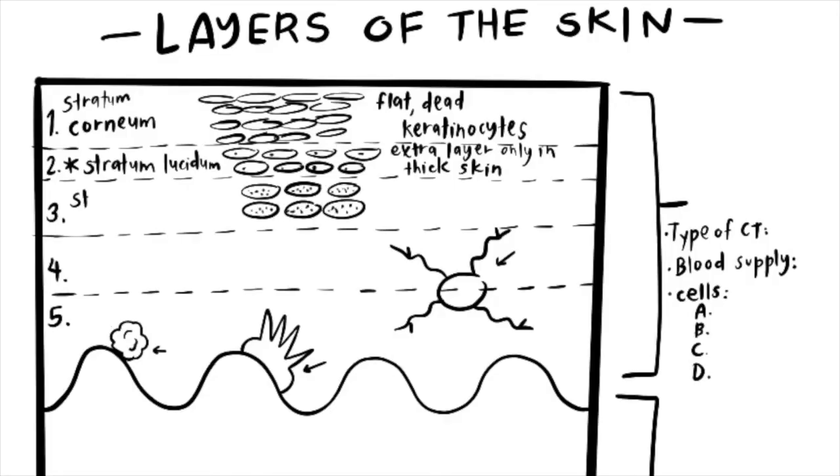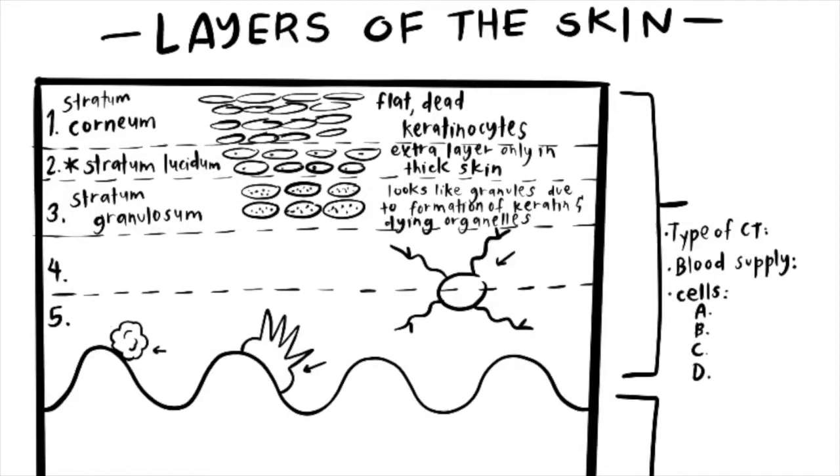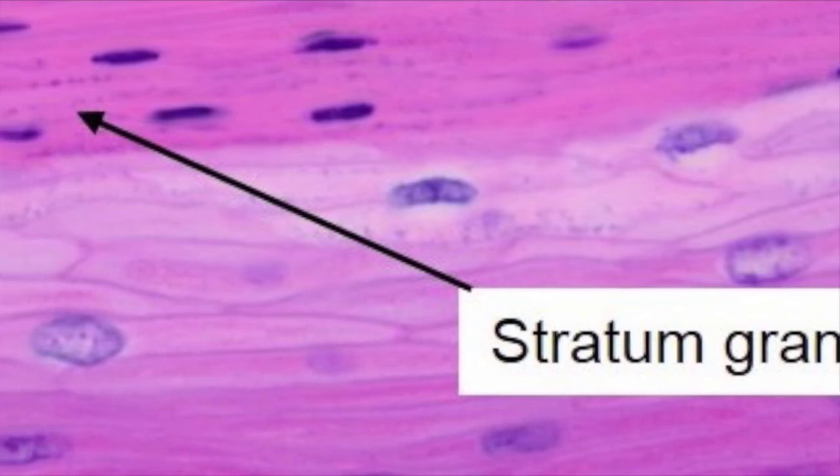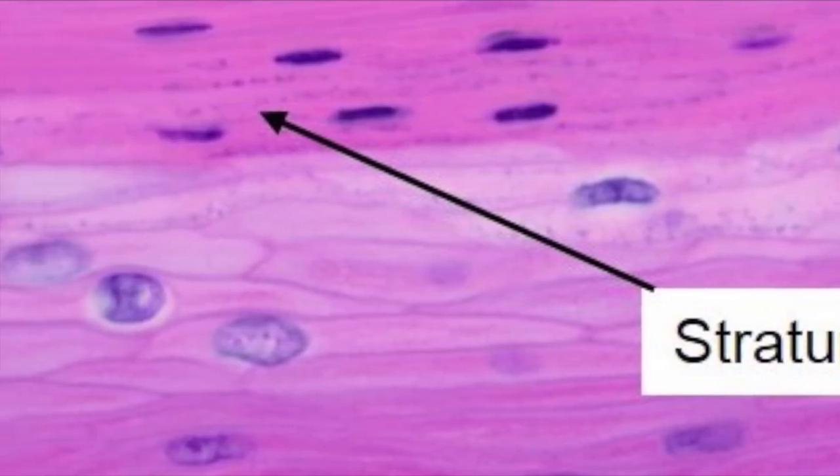The next layer in the epidermis is the stratum granulosum. As you saw, I drew tiny little dots in this layer. The little tiny dots of the stratum granulosum's keratinocytes is because of the granules that form from keratin and the organelles dying off in this layer. This layer does not receive any nutrients directly, which is why the cells begin to die off. In this photo, it's zoomed in on the stratum granulosum. The little purple dots are the granules in this layer.